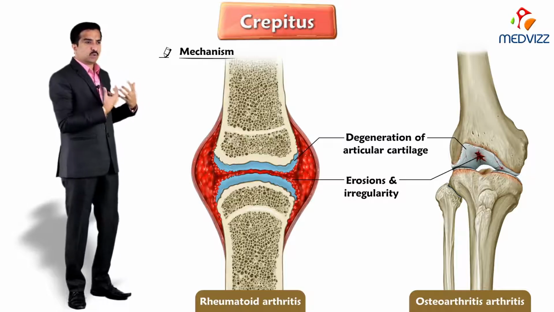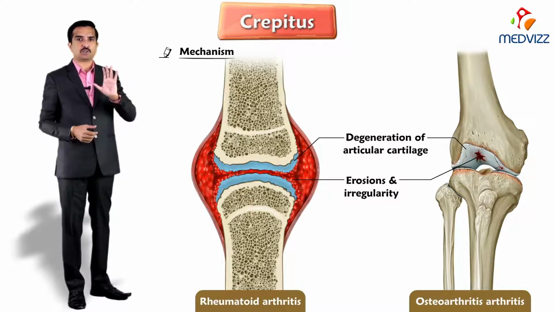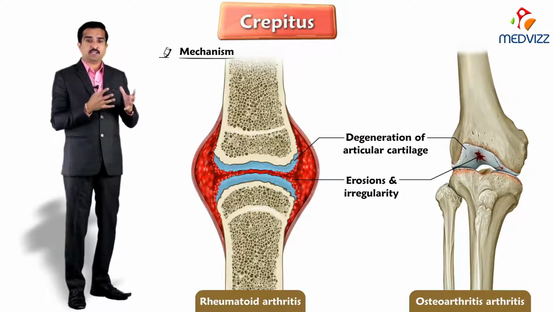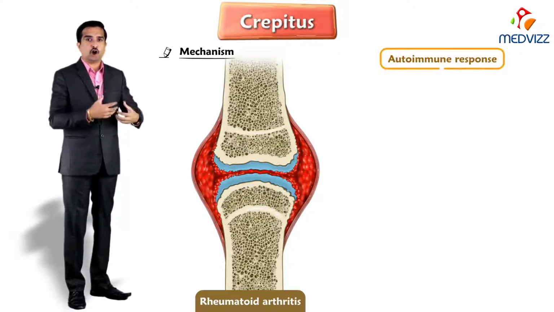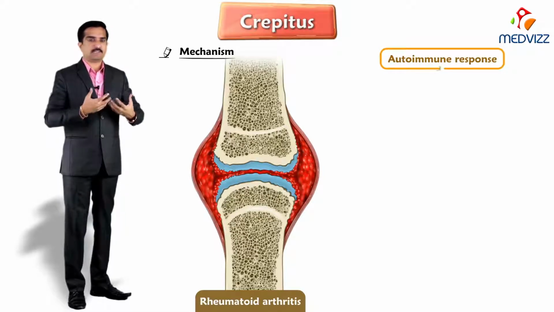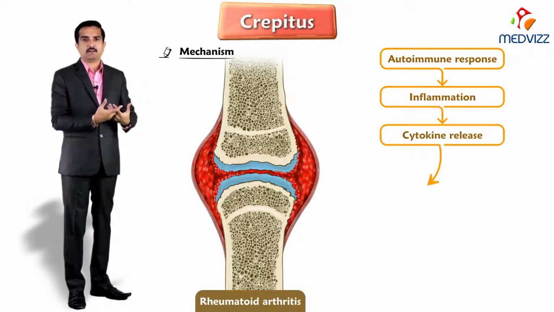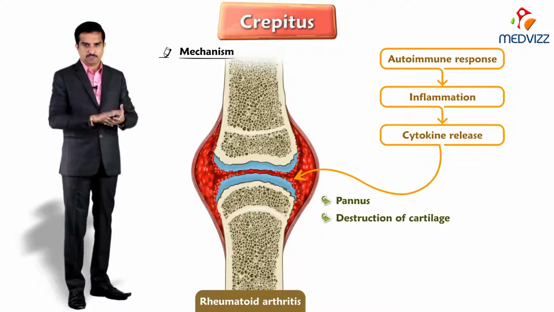So when two rough surfaces move against each other, they produce a sound called crepitus, and this is what all of you should remember. Especially in the condition called rheumatoid arthritis, there will be an autoimmune response and a subsequent inflammation. There will be a release of cytokines and pannus formation, finally causing destruction of the cartilage.